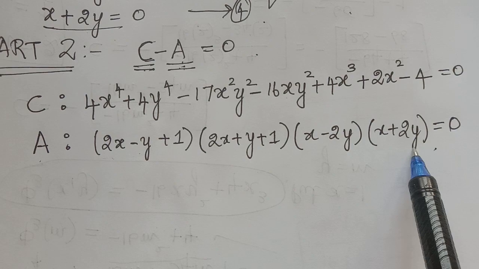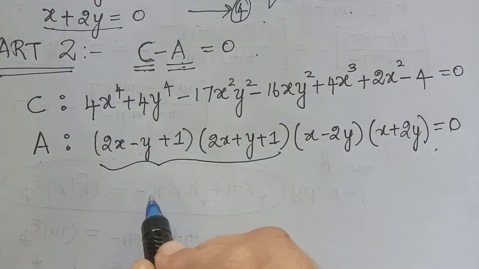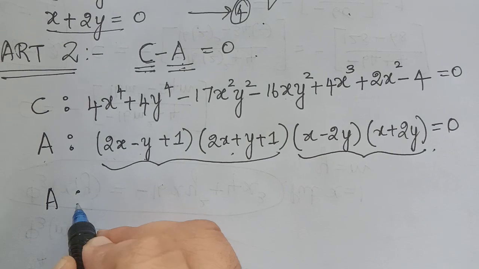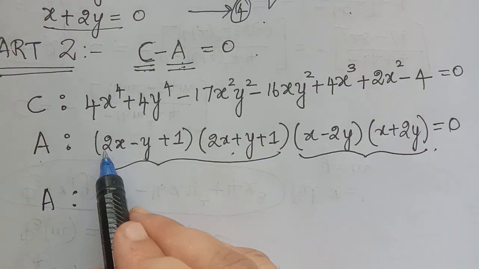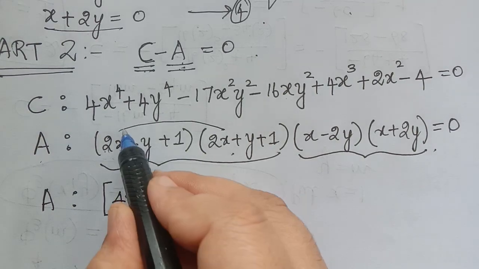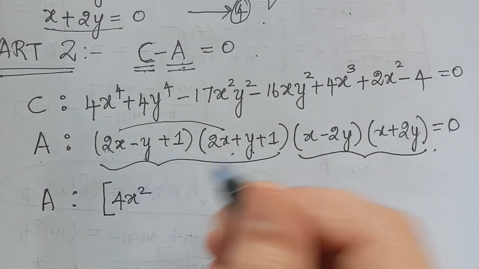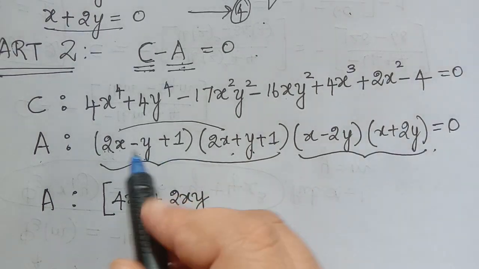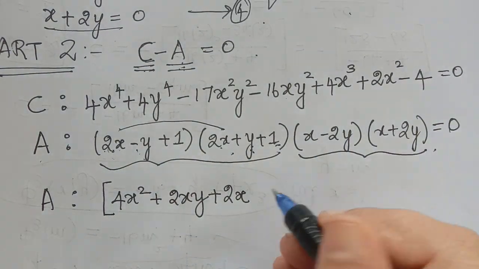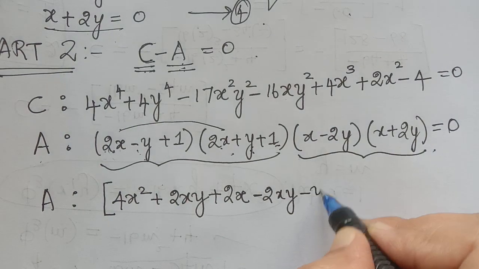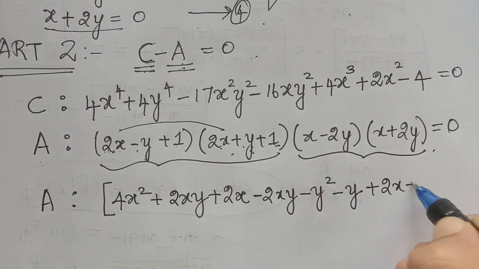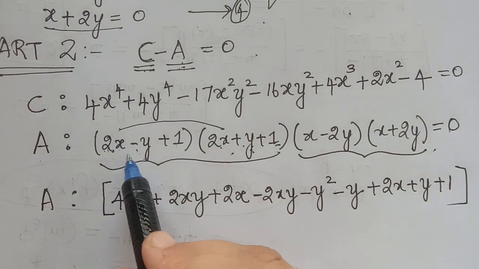Now, we shall simplify this A. That is, we shall multiply these two, and in a similar way, let us multiply these two also. So, first, if we multiply these two, what do we get A as? 2x should be multiplied with all the three terms. So, 2x into 2x, 4x square. 2x into y, plus 2xy. 2x multiplied with 1, so plus 2x. Minus y has to be multiplied with all the three terms. So, minus 2xy minus y square minus y. And then 1 has to be multiplied, so plus 2x plus y plus 1. So, this is what we get when we multiply these two.